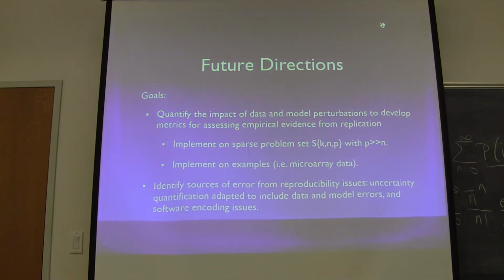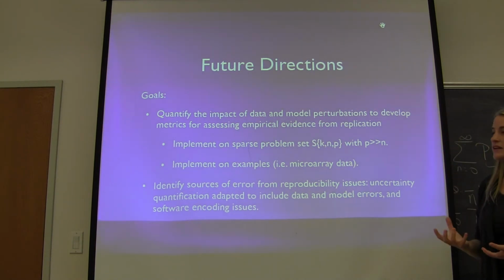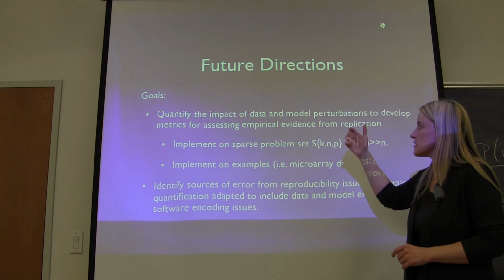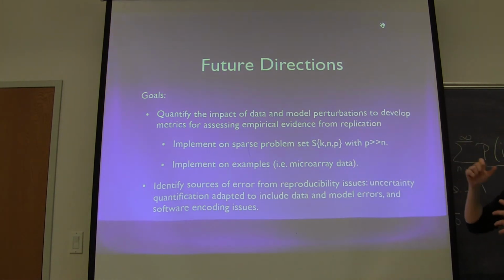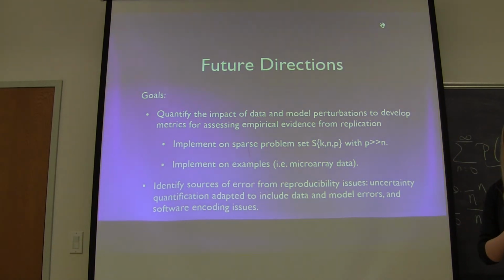Okay, so what I'd like to do is take these problem sets that I used in my thesis and really quantify the impact of the data and model perturbations in a very controlled way with simulations, and then we can assess what it means in an independent sense to do a replication. So we could maybe have guidelines to understanding when something is lending supporting evidence or when it's far enough away from a value that it's actually counter evidence.